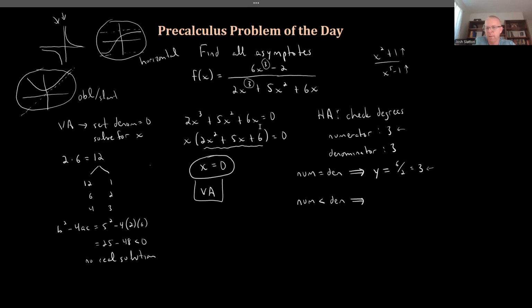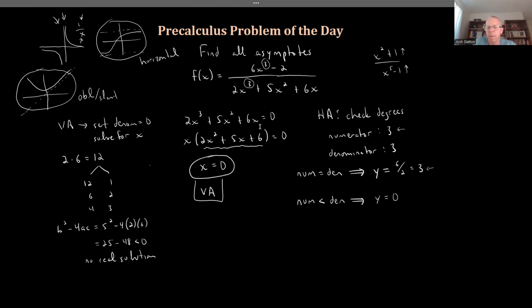So if the degree on top is smaller than the degree on bottom, you have a horizontal asymptote of y equals 0. A very simple example of this is this function here, which has a horizontal asymptote of y equals 0. This is the function 1 over x. You can imagine we have a degree 0 polynomial here and a degree 1 here. As x gets big, you end up with 1 over a really big number, and as x gets larger and larger, that goes to 0.